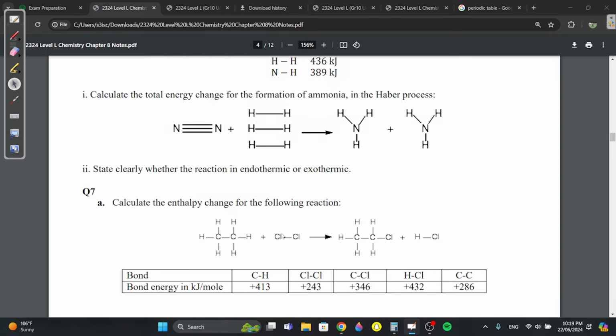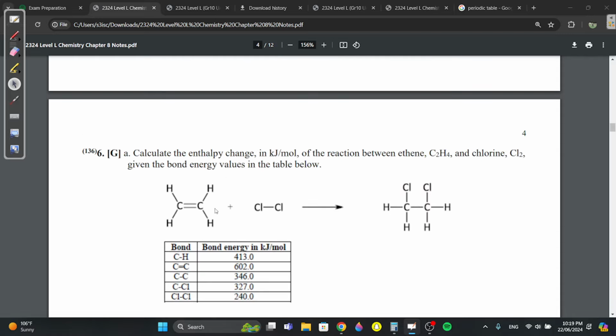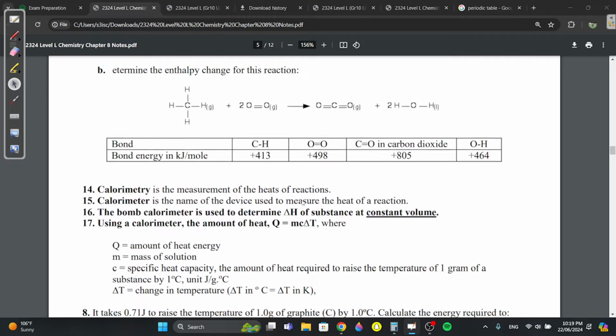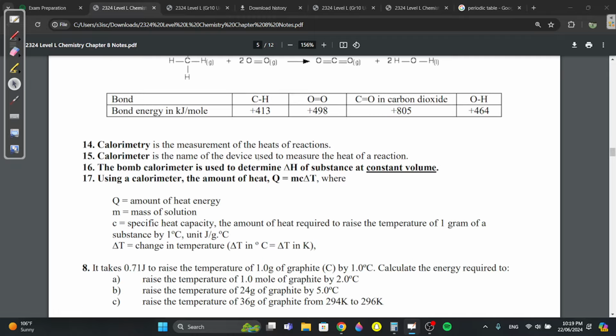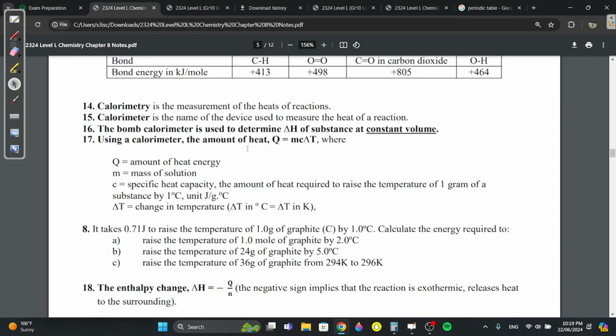Okay. Question 7, calculate, okay, I'm going to skip this. We did it up here, similar to it. Again, this one here, I'll skip it. This always comes up. Calorimetry is the measurement of the heat of reactions. The device is called the calorimeter. Using a calorimeter, Q equals MC delta T.